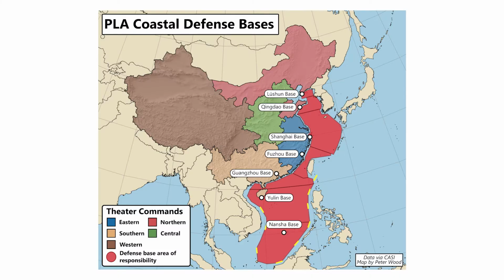Defense of China's littoral areas is controlled by 8 coastal defense bases: Lushun, Qingdao, Shanghai, Fuzhou, Guangzhou, Yulin, and Nansha. These coastal defense bases report to a theater command navy and exercise limited centralized control authorities in defending China's claimed maritime space, predominantly within the first island chain, although some evidence suggests that they are pushing that boundary outwards.